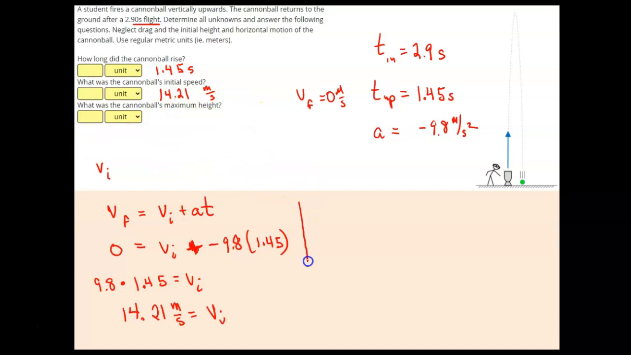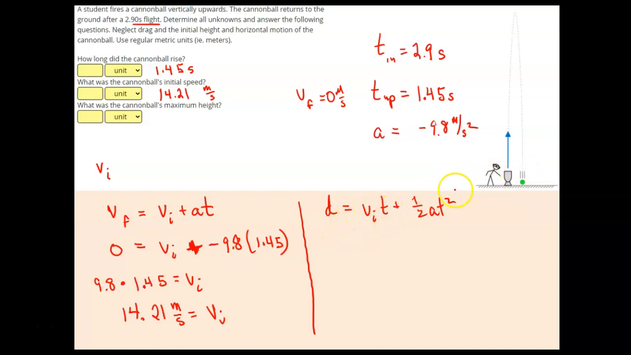Okay, and then what was the cannonball's maximum height? Well, that's d, right? That's distance or displacement. And so we could do distance equals velocity initial times time plus 1/2 AT squared. We could do this. But the easiest way to do this, you could think of it, it's got an initial velocity of 14.21 meters per second and goes up to 0. But it's the exact same process on the way down, where it starts with 0 and it falls down to the ground and ends up with 14.21 meters per second of speed.